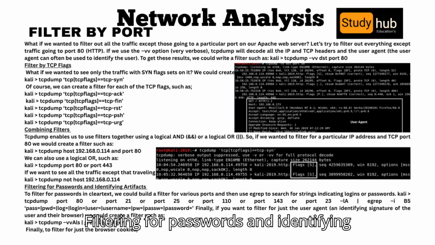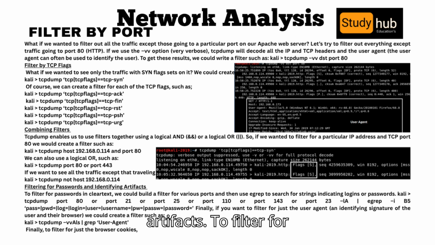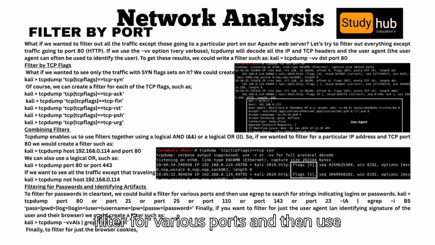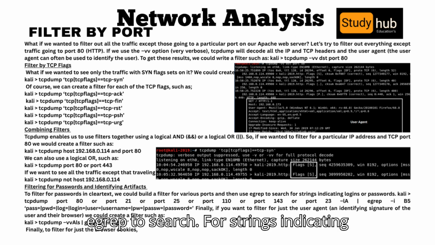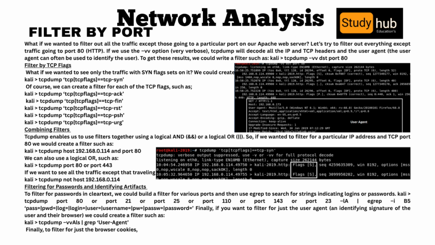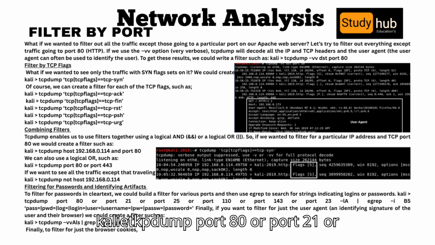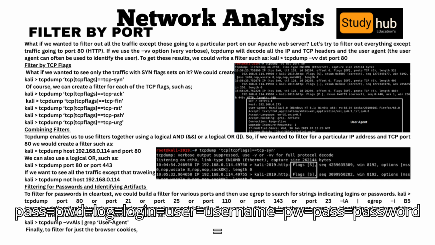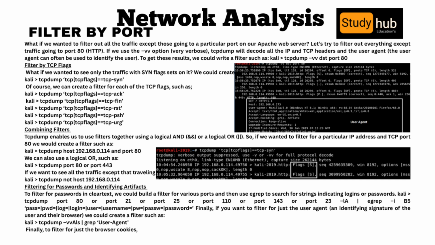kali > tcpdump not host 192.168.0.114. Filtering for passwords and identifying artifacts. To filter for passwords in clear text, we could build a filter for various ports and then use egrep to search for strings indicating logins or passwords. kali > tcpdump port 80 or port 21 or port 25 or port 110 or port 143 or port 23 -l -A | egrep -i 'pass=|pwd=|log=|login=|user=|username=|pw=|passw=|passwd=|password='.